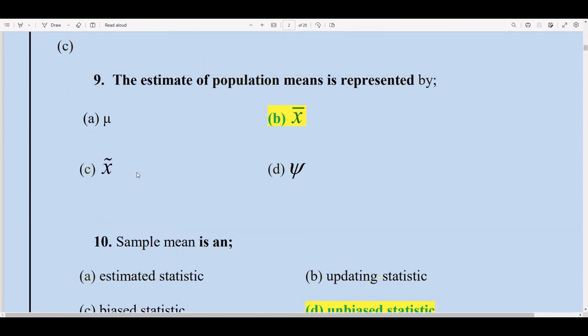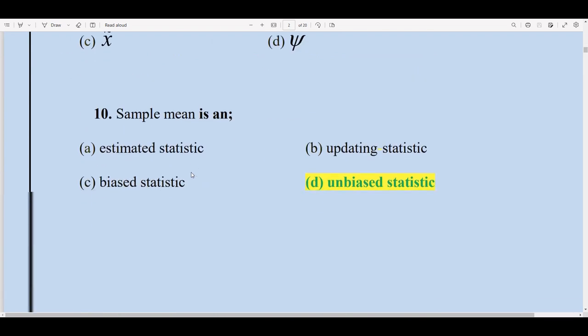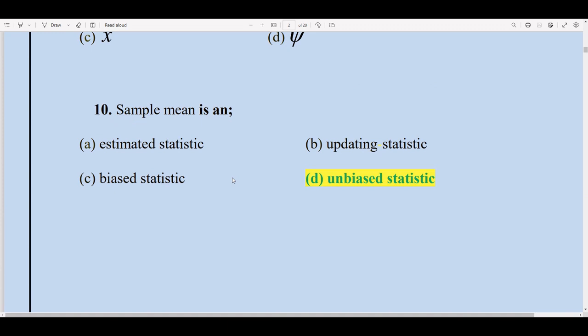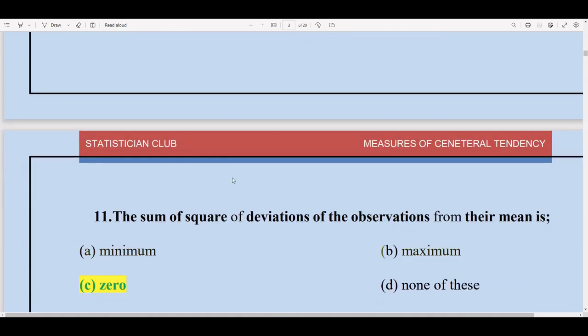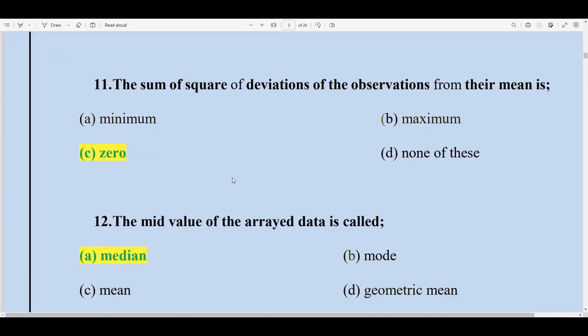The estimate of the population mean is represented by x bar. The sample mean is an unbiased statistic. The sum of squares of deviations of observations from their mean is 0.